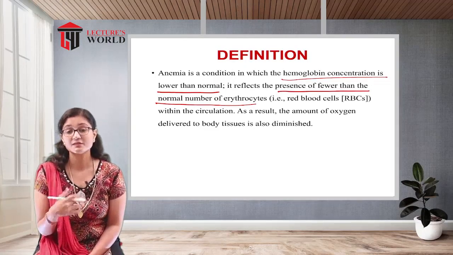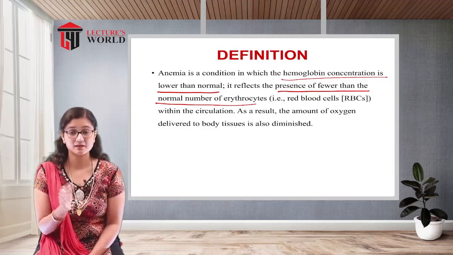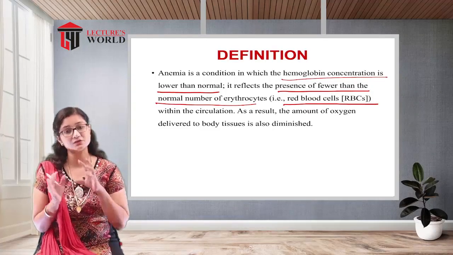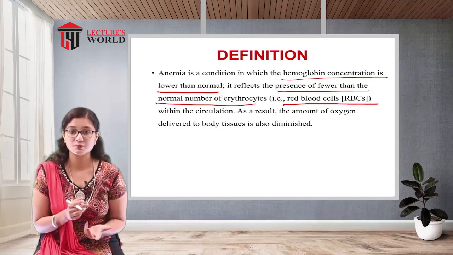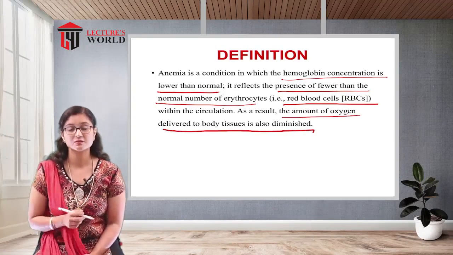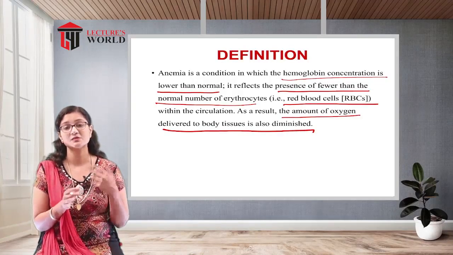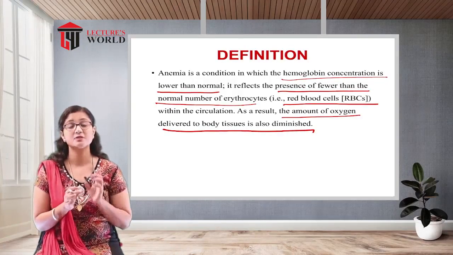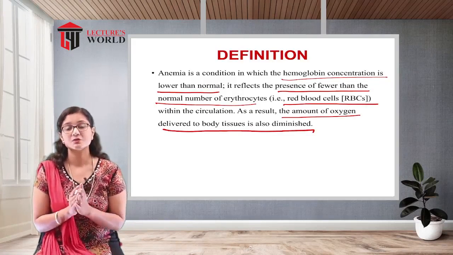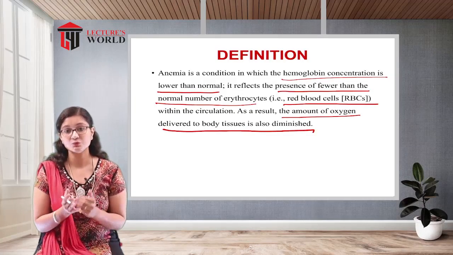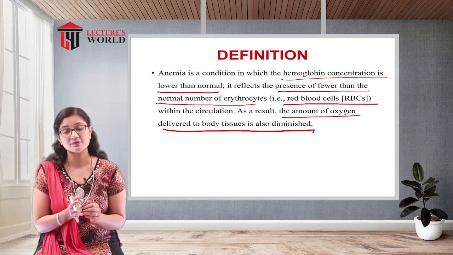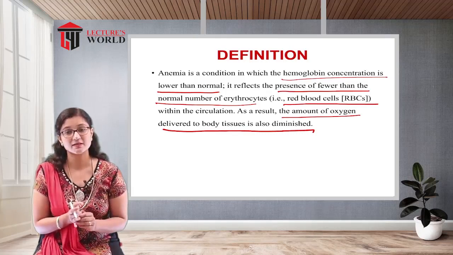So here what is less is the RBCs, red blood cells. Because of fewer RBCs there is less hemoglobin in the blood. As a result, the amount of oxygen delivered to the body tissue is also diminished, but it depends on how low the RBCs are. If it is very low, then the oxygen delivered to the tissues will be lesser. So anemia is when hemoglobin concentration is less than normal, and along with that the RBCs are very few in the blood.